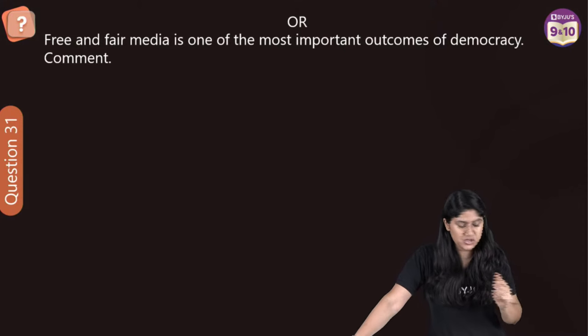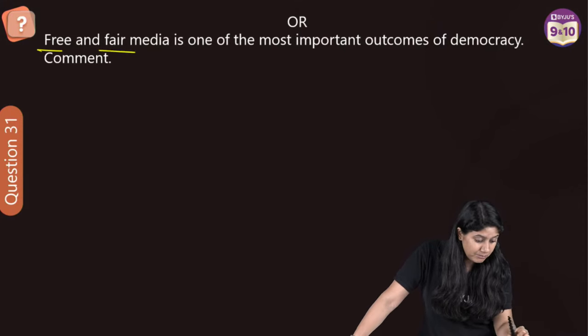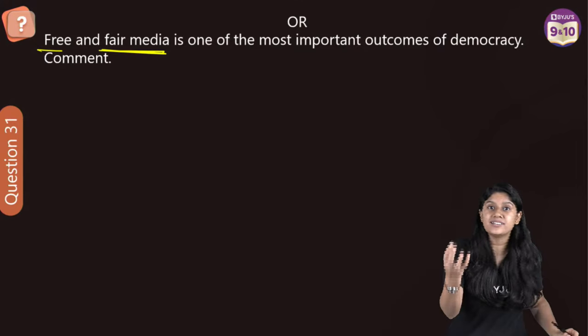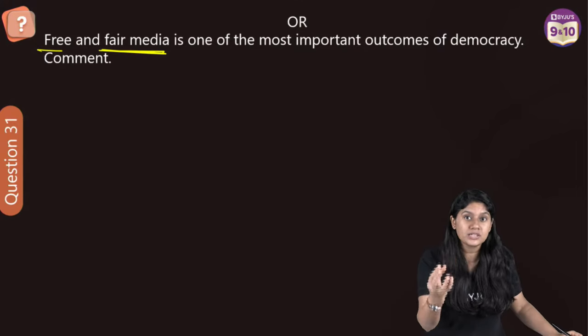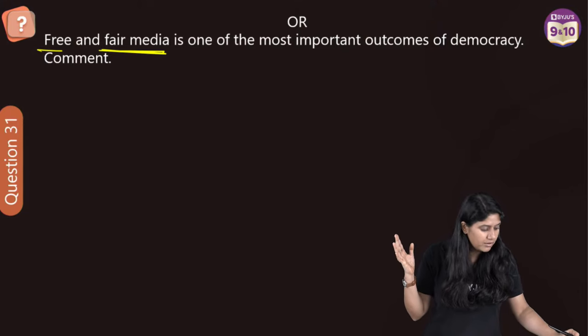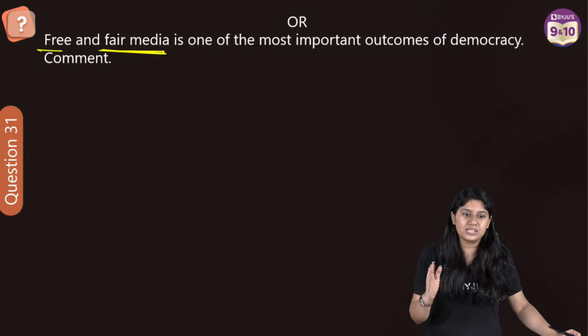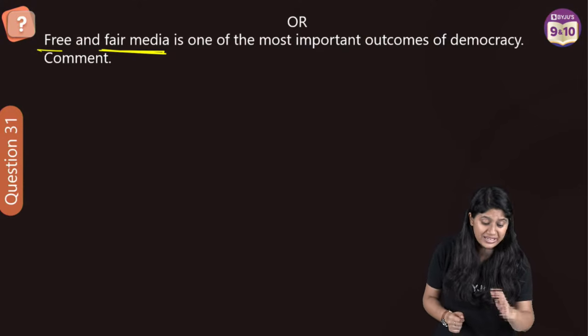So let's take a look at the question. Free and fair media, we're not talking about the election over here, we're talking about media. We all understand that media plays a very important role in the elections. Yes or no? Do you believe that media plays a very important role? Answer should be yes, right? Media plays a very important role.